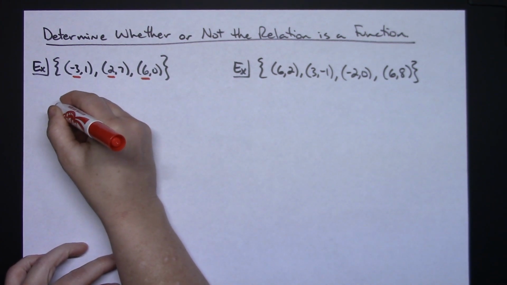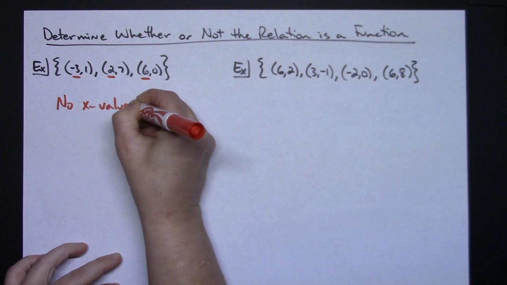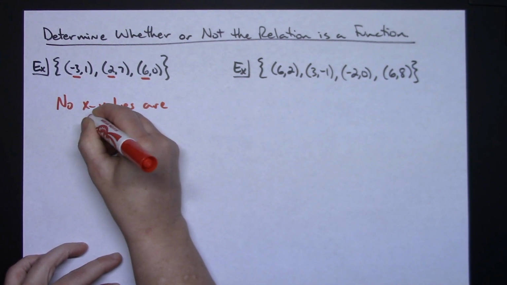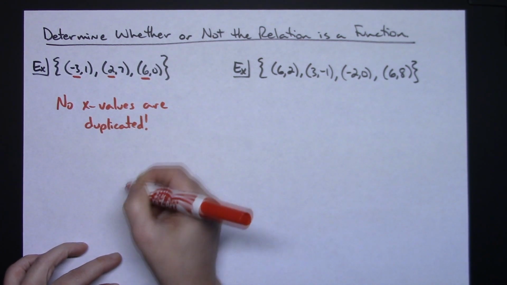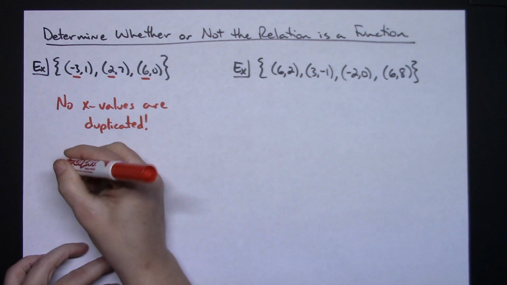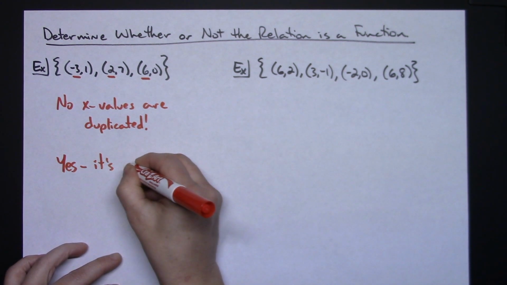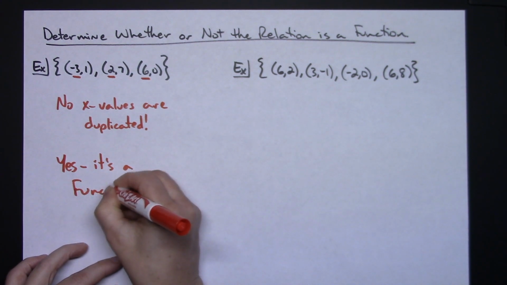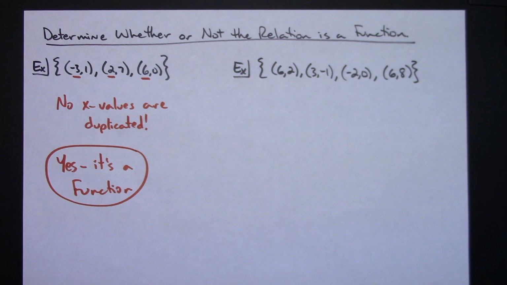So let's write down what we can conclude here. No x values are duplicated. Pretty straightforward. If that's the case, then yes, this relation is a function. So to answer the question, yes, it's a function, because it's a matter of just taking a look at those x coordinates.